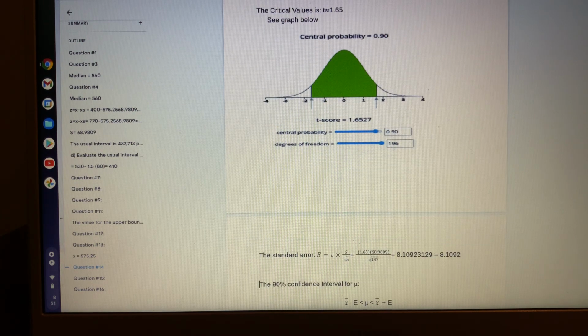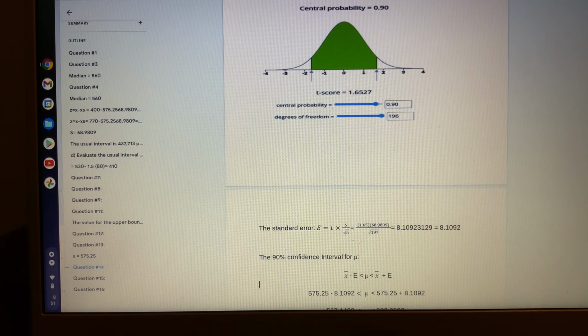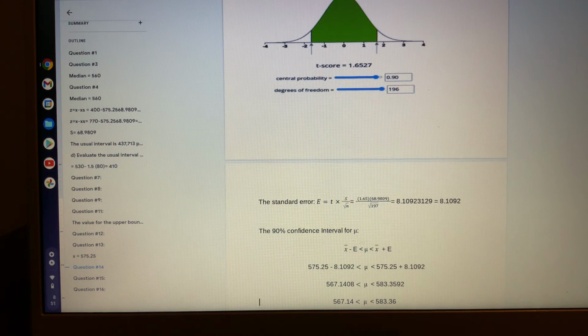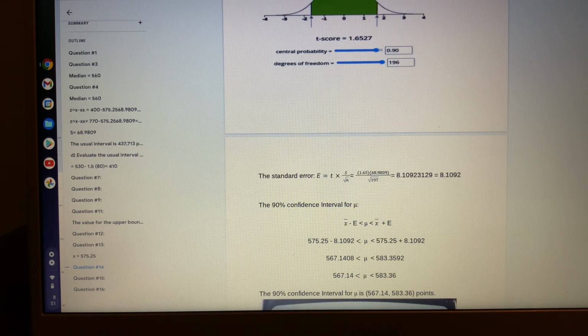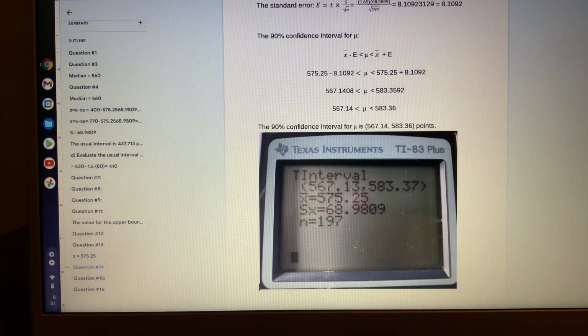And then I had my standard error formula. Once I inputted everything where it belonged, I got 8.1092 after rounding to 4 decimals. Therefore, the 90% confidence interval for mu, using the proper formulas, turns out to be 567.14, 583.36 points. I did a t interval. I'm off by 1 number at the end of both of those answers because of the way that I rounded for the standard error.